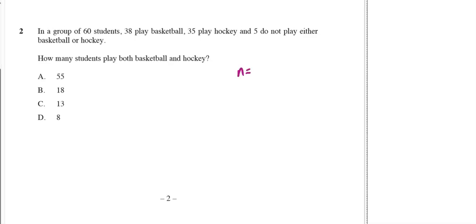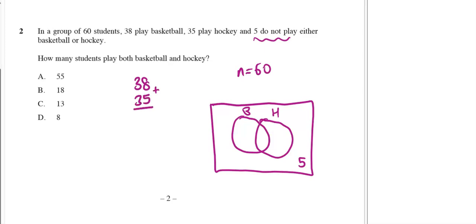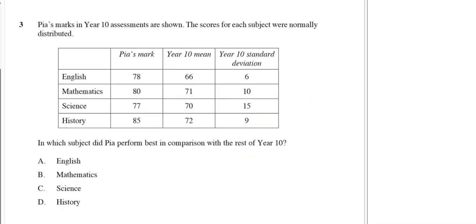Okay, so we're told that n equals 60. We can set up a Venn diagram involving basketball and hockey. We know that there are 5 that are outside. So we know that the number of basketball and hockey needs to be 55. But at the moment, 35 and 38 add to 73, and we need them to only add to 55. The difference between 73 and 55 is 18. That must be the number of people in the overlap, and that's what they asked for. They asked for how many students play both. The answer is B.